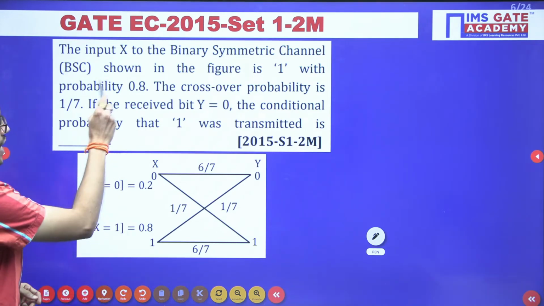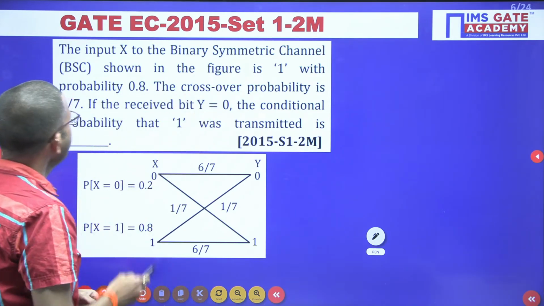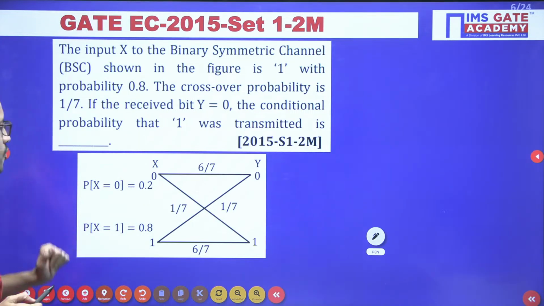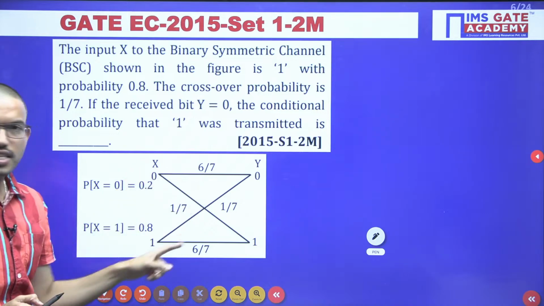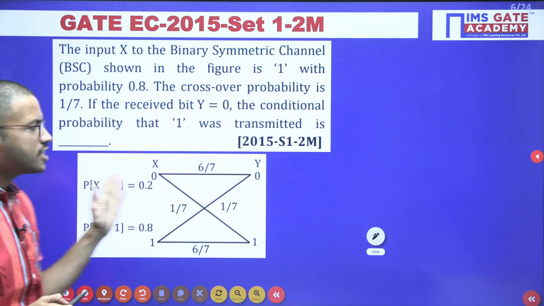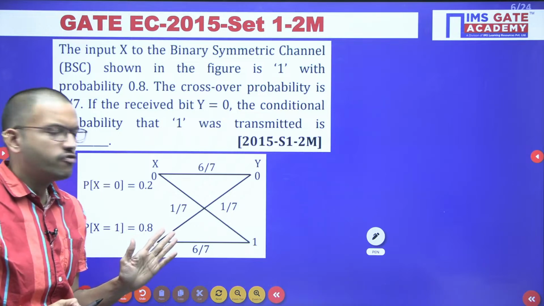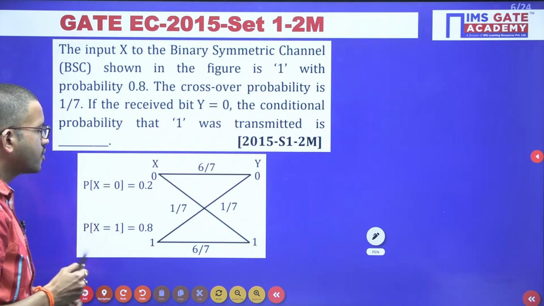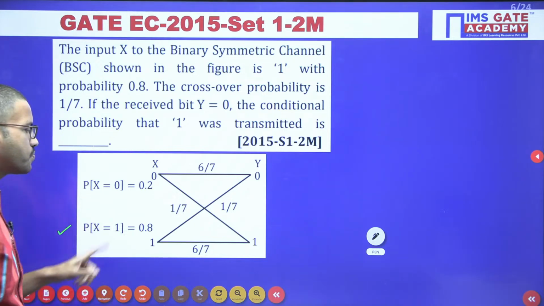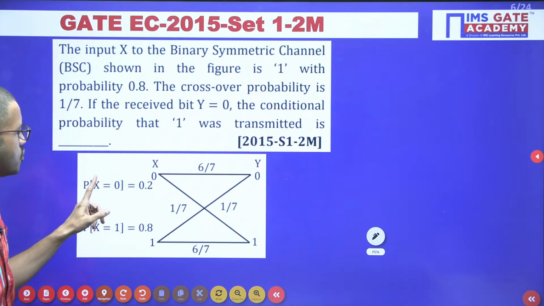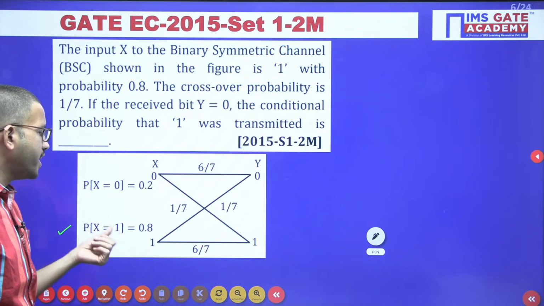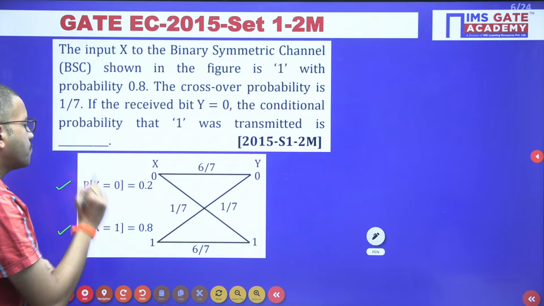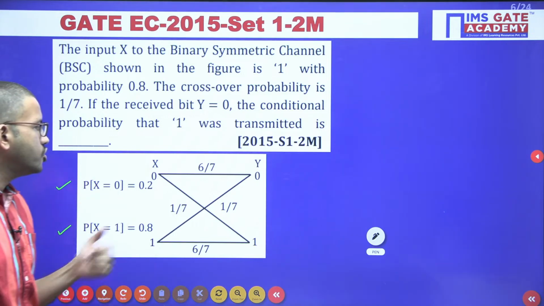The input X to the binary symmetric channel shown in the figure is 1 with the probability 0.8. See, here you are having a binary symmetric channel, so you can transmit either bit value 0 or bit value 1. Regarding bit value 1, they have mentioned the probability as 0.8. So if the probability of getting bit value 1 is 0.8, obviously the probability for getting bit value 0 is 0.2.